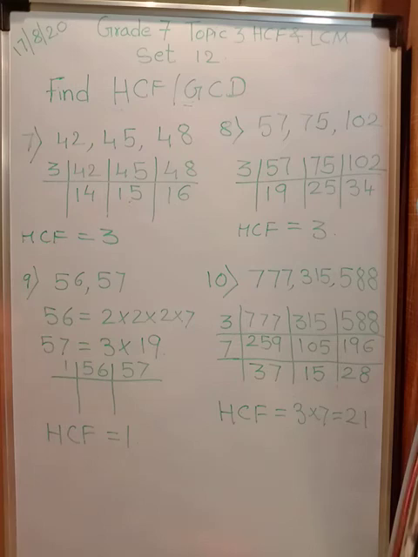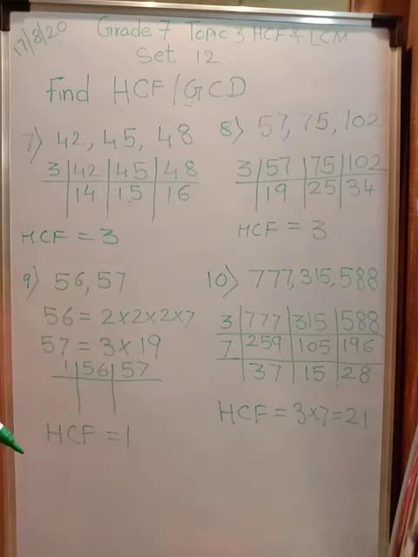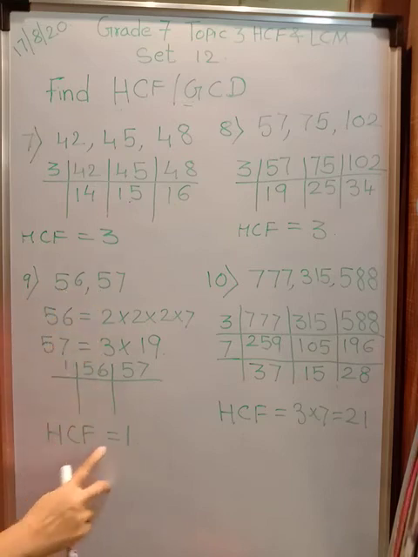Now 56 and 57. While teaching co-primes, I told you 2 consecutive natural numbers are always co-primes. They will have only one factor in common and that is 1. So always remember, whenever 2 co-prime numbers are there, their HCF will always be equal to 1.